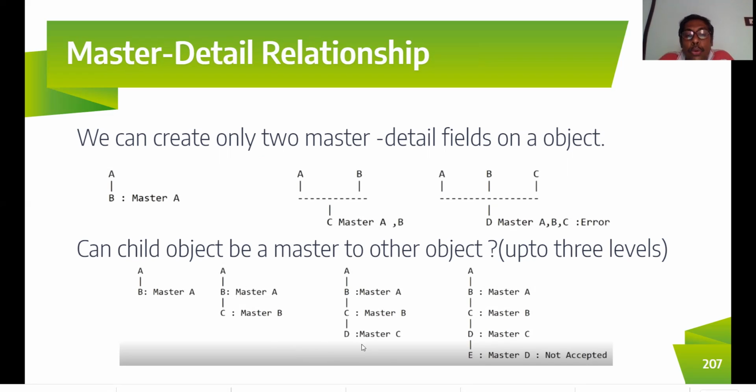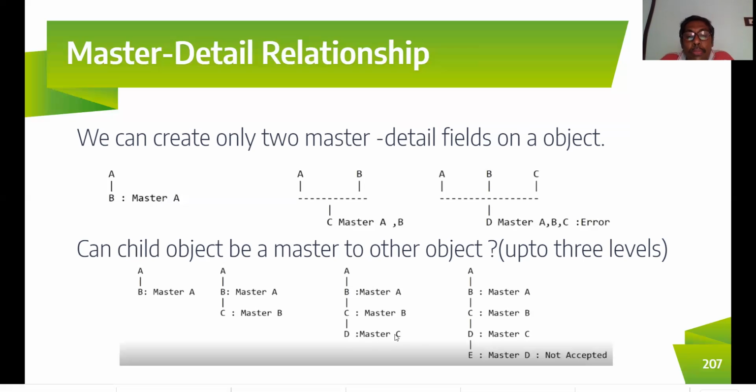Whereas coming to the third one, A, B, C, and D are there. At the maximum, how many levels? It is talking about levels. This is one level, this is two levels. At the maximum, how many levels can you have? Only three levels we can have. Beyond three levels, we will not be allowed to have it. Now see here in the third example, we have A, B, C, and D. A is going to be master to B, B is going to be master to C, and C is going to be master to D.